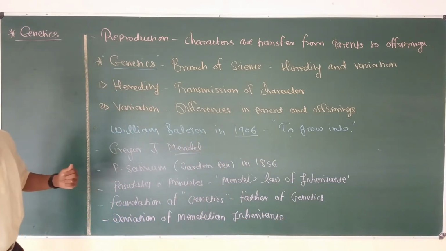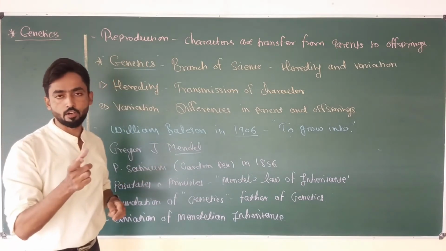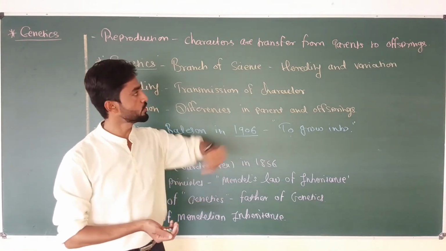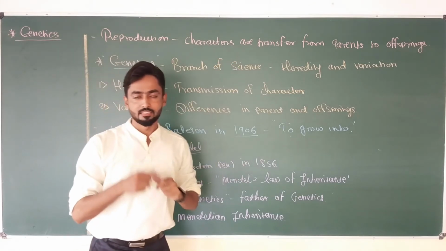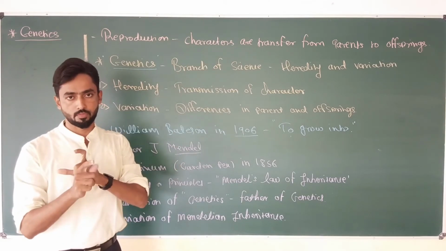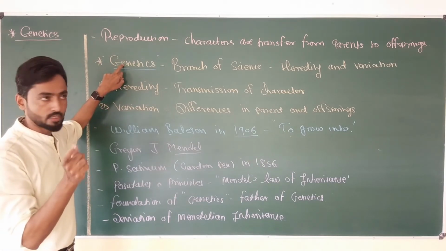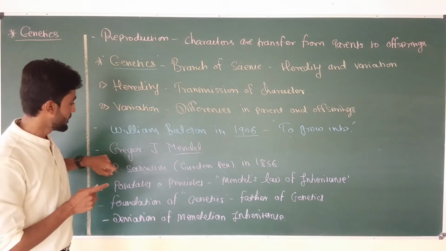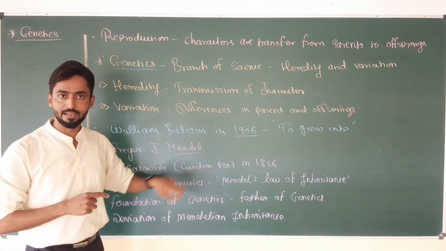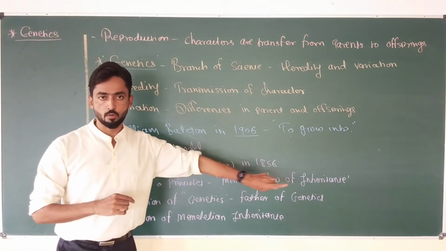So life is possible on Earth due to reproduction, which is a characteristic feature of living organisms. At the time of reproduction, organisms transfer characters from one generation to the next. But still, offspring show some variation from their parents, and that is due to genetics. The answer to this problem was satisfactorily given by Gregor Johann Mendel, who worked on Pisum sativum, the garden pea plant, in his famous hybridization experiment, and he proposed three laws called Mendel's laws of inheritance.